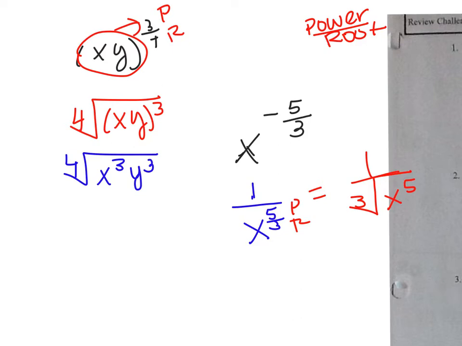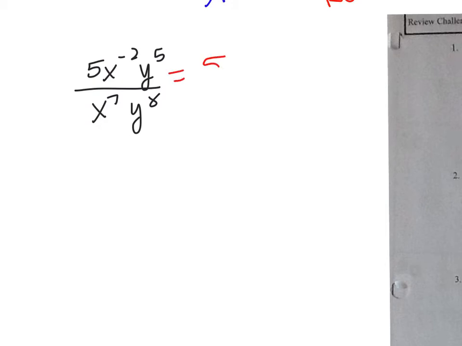All right, let's take a look at C, which says to simplify and write with only positive exponents. So I have 5x to the negative 2, y to the 5th, over x to the 7th, y to the 8th. All right, so the first thing we're going to do is simplify the x's. I have the same base. When I divide same bases, we subtract the exponents. Nothing's going to happen to the 5. So negative 2 minus 7 would be x to the negative 9th.